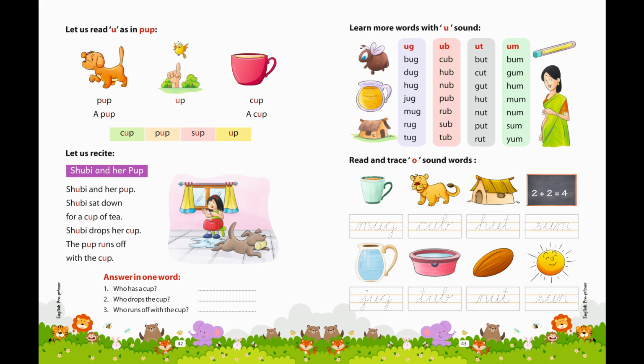Ruby plays in the sun. She has a gun and a bun. She puts down her bun and plays with her gun.